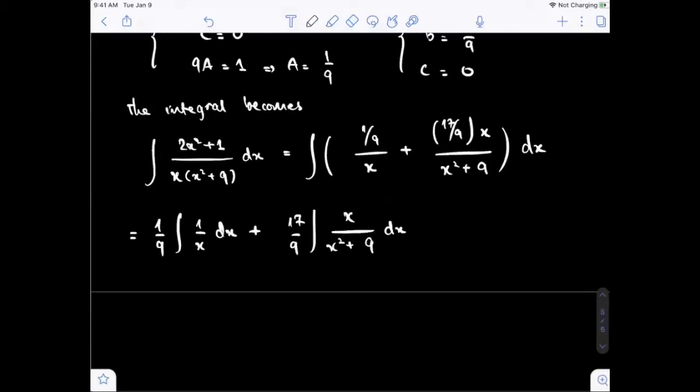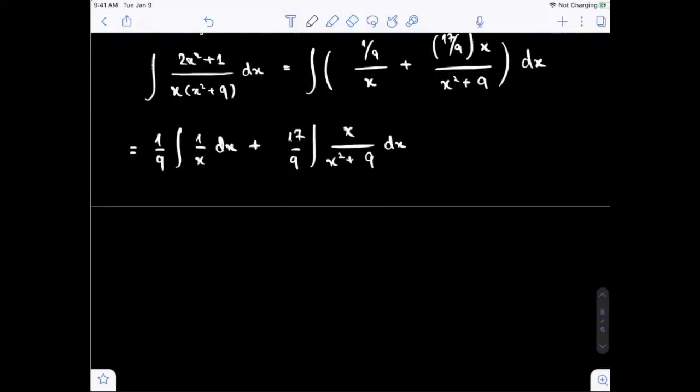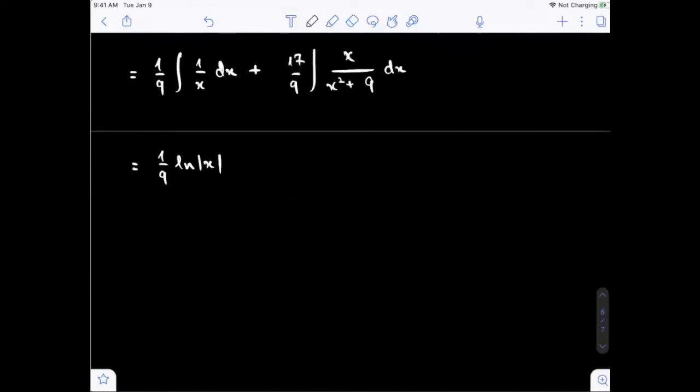Right, so the first integral is very straightforward. You can just easily obtain that: 1 over 9 times ln of absolute value of x. But for the second integral, you have to use the substitution method to evaluate. So 17 over 9 times the integral of x over x squared plus 9 dx.